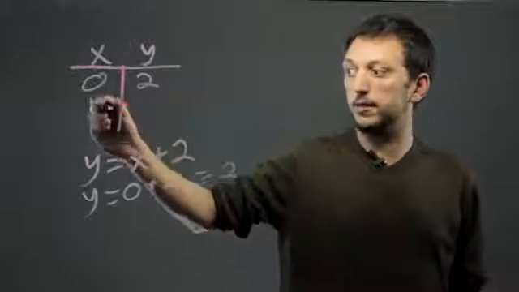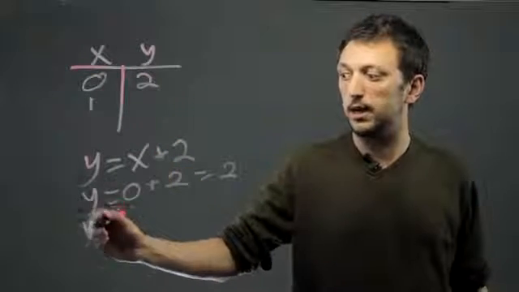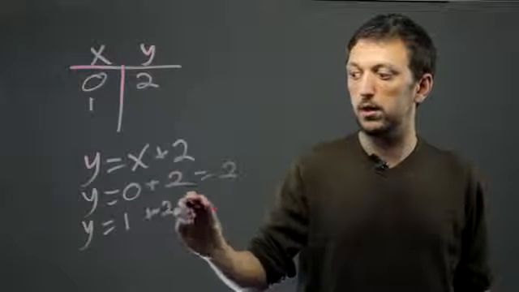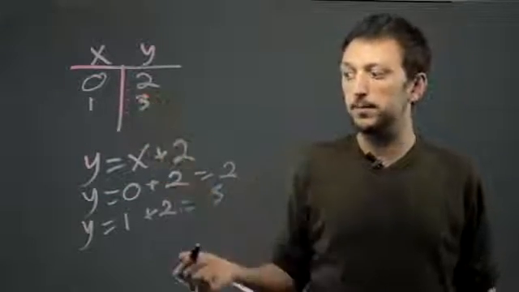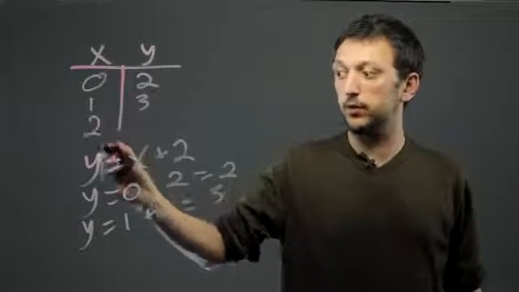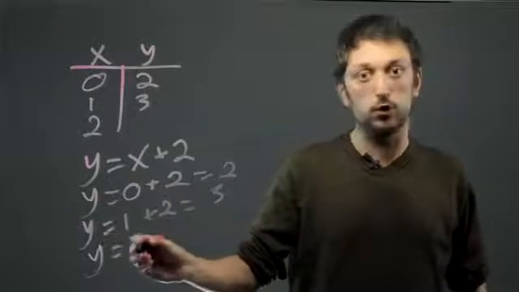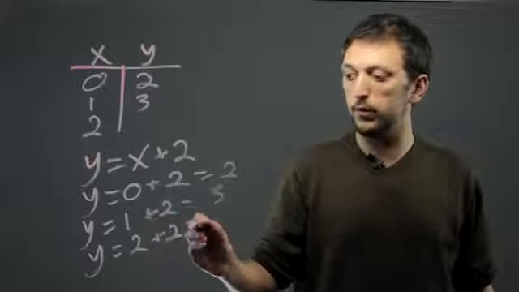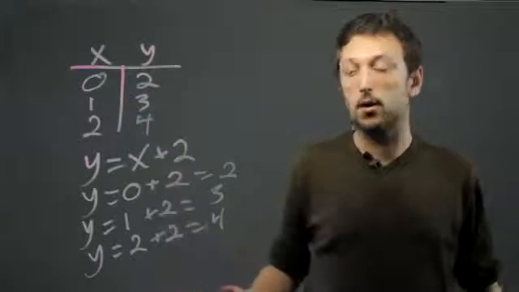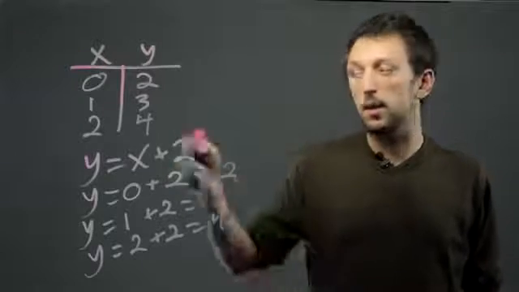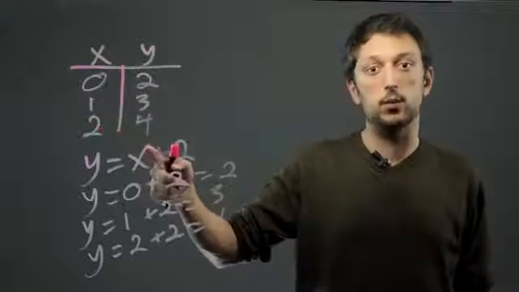Then we can say x equals 1, so y equals 1 plus 2, and that's going to be 3. So we have 1 here, we'll put 3 here. We can try x equals 2, so y equals 2 plus 2, which equals 4. And as we go, we now have a pattern, and we could also graph the line based on the ordered pairs we have from the t-chart.